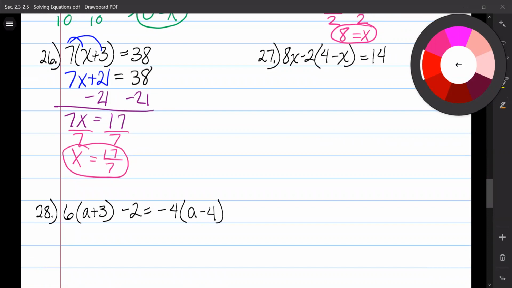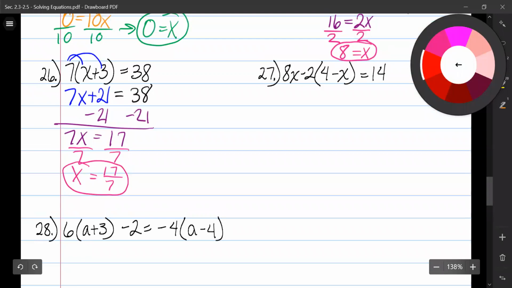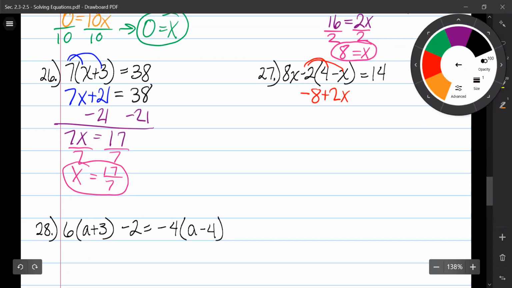Okay, on number 27, the left side of that equation needs to be simplified. So I will distribute the -2 first of all, which will make that -8 plus 2x. And I'm just going to bring the rest of that down. So it's 8x minus 8 plus 2x equals 14. And then I will combine the like terms. So 8x plus 2x makes 10x, and just bring everything else down. So 10x minus 8 equals 14.